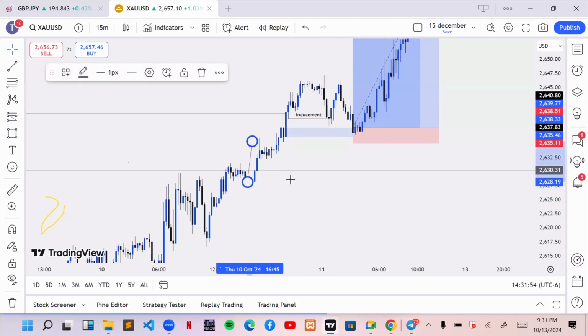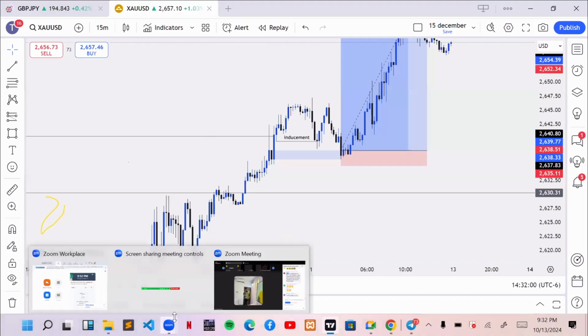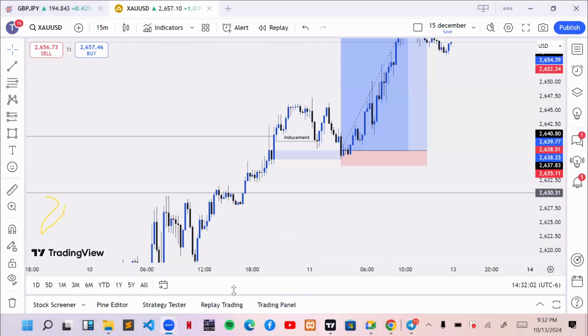That's actually what I still thought. So my second question is, for a break of structure, does it have to be with a wick or a body closure? A body closure. That should be a body closure. The market has to close above that zone that it is breaking into.